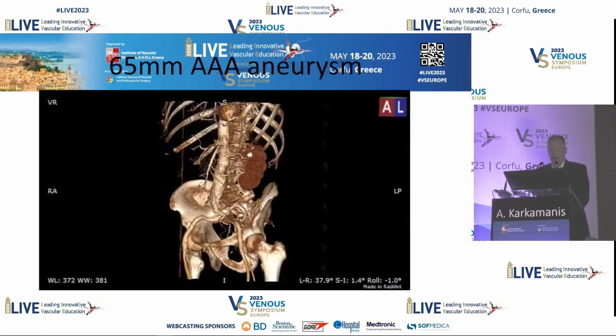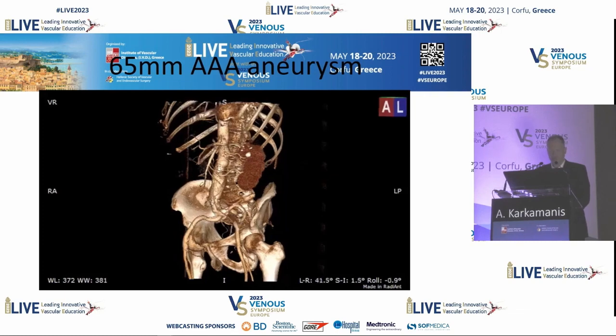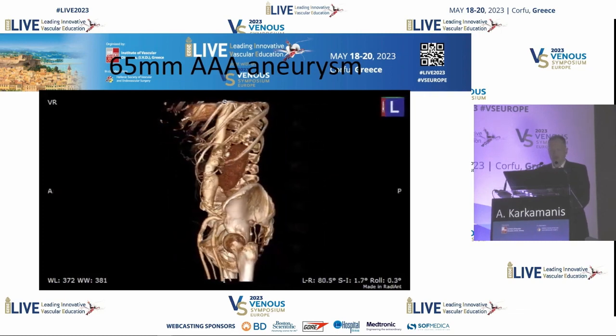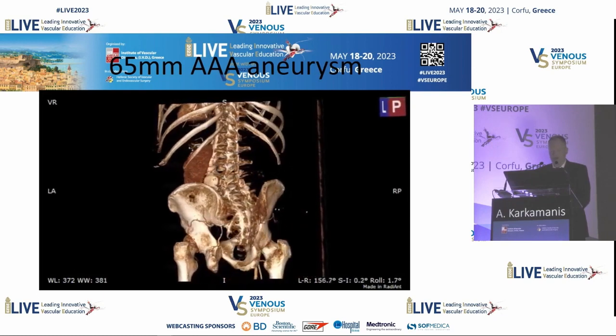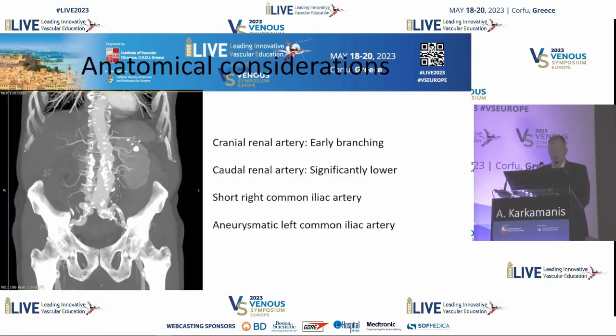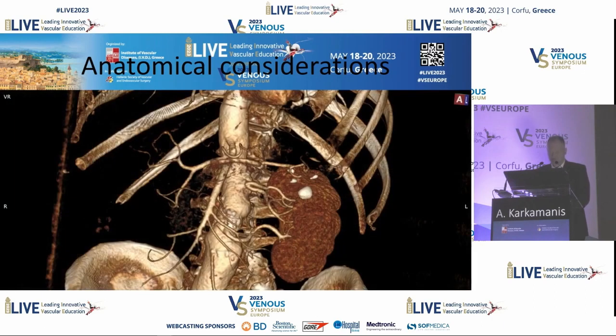Here you can see a 3D model. You can notice that there is an early branching of the cranial renal artery. A better picture for that. There was also a short right common iliac artery and an aneurysmatic left common iliac artery. So this is also one more picture for the problematic renal artery in the caudal direction.